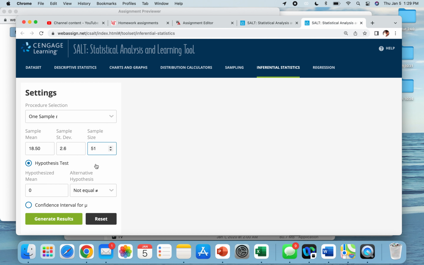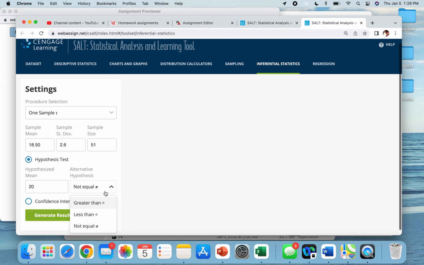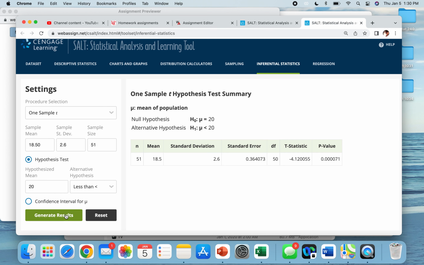We're doing a hypothesis test. What are we testing? We're testing that it's less than 20, so you put 20 here, and we're going to change this to less than. The hypothesis mean is 20, and our alternate is less than. Generate results. The two things that you need are the test statistic and the p-value.